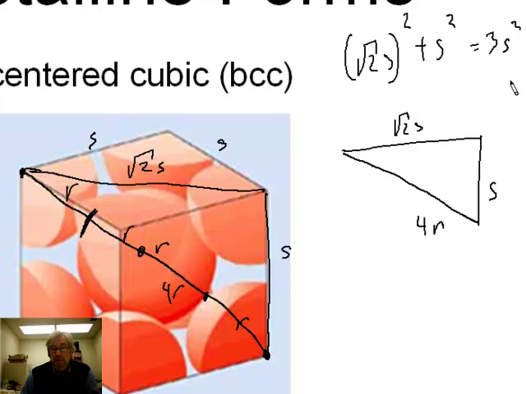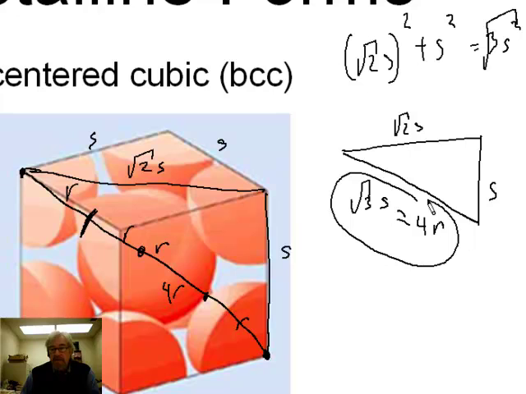That adds up to 3s squared. So if I take the square root to find the hypotenuse, I find that it's equal to the square root of 3 times s. So the square root of 3 times s is equal to 4r for a body-centered cubic. Again, that may come in handy to solve some problems of some kinds.